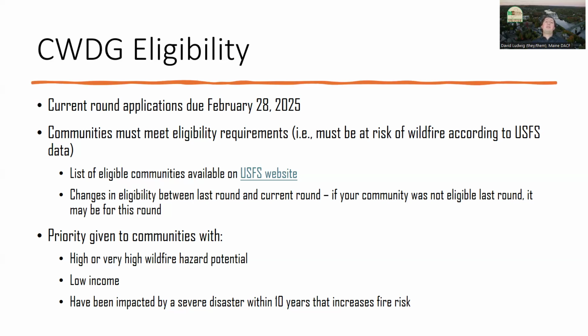Priority is given to communities that can demonstrate high wildfire hazard potential, have low income, and have been impacted by a severe disaster within the last 10 years that increases fire risk. And that doesn't have to be a disaster declared because of a past wildfire. For example, in the past, we were able to meet that criterion in applications by arguing that some of our coastal storms resulted in a lot of dead and down timber, and that increased fire risk, and we were able to get points for that. So you definitely could try that approach as well.